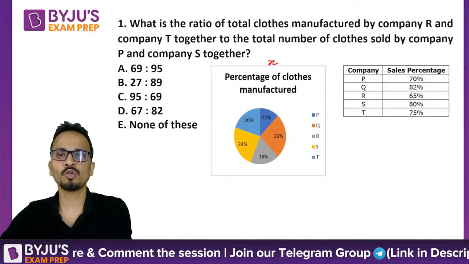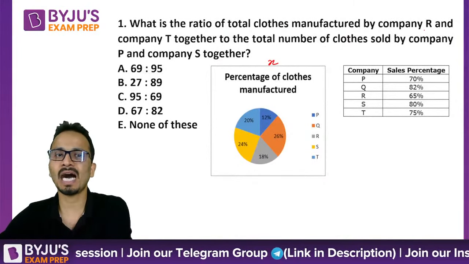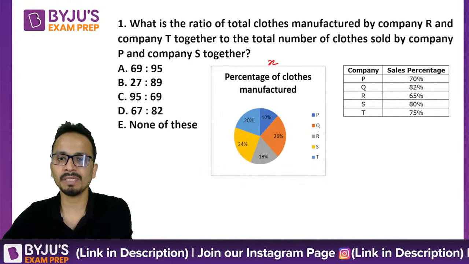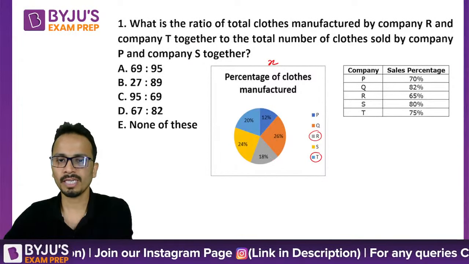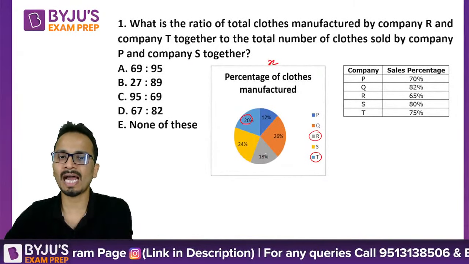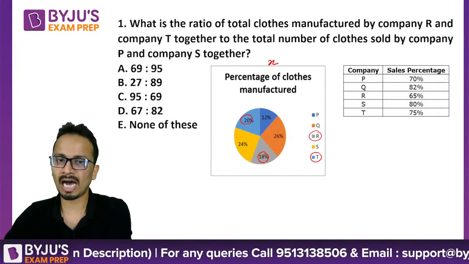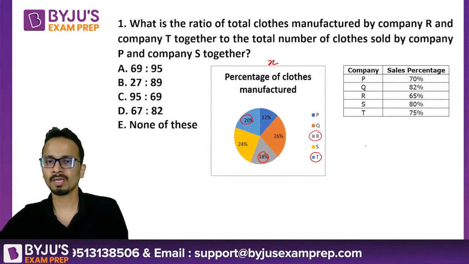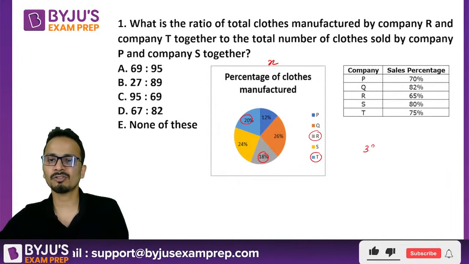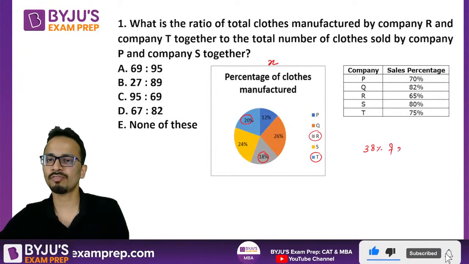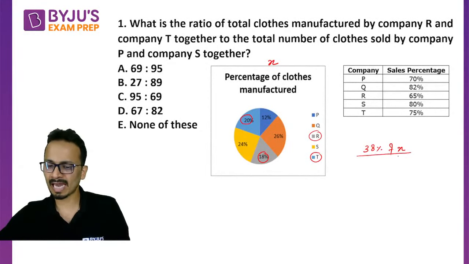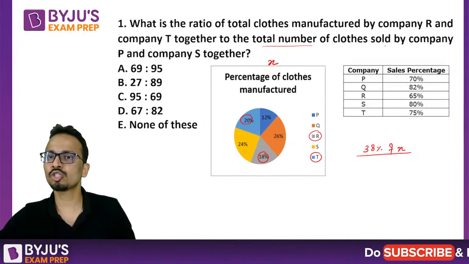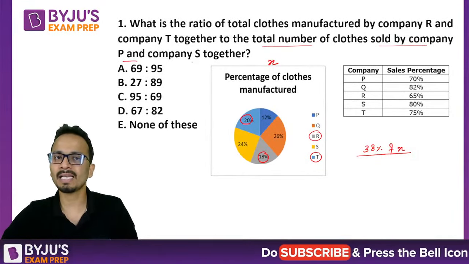So what is the ratio of total clothes manufactured by company R and company T together? So company R and company T together, it will be 20% and 18%. So R is 18%, T is 20%. So they are basically talking about 20 plus 18, that is 38% of X. इसका रेशियो हमें कैलकुलेट करना है कौन सी वैल्यू से? To the total number of cloths sold by company P and company S.